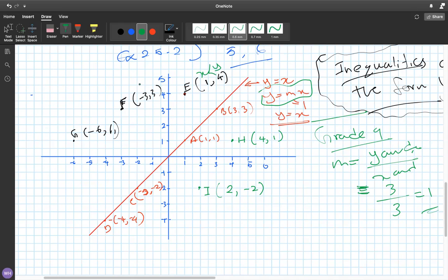Right. So Malmi, what about this point F? Which one is higher, x or y? Y is higher, right? So if you consider this one, which one is higher and which one is smaller? Minus 6 comma 1. Which is larger and which is smaller?